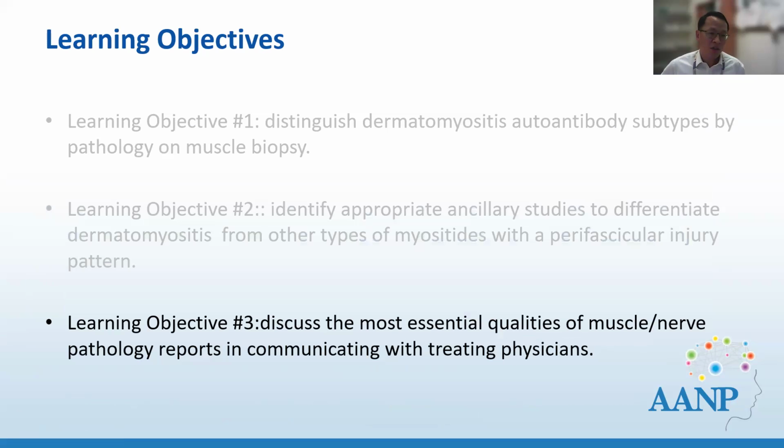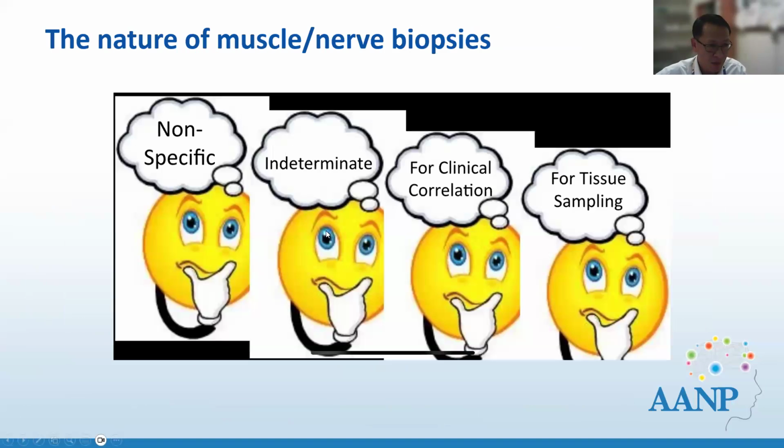Now I want to get to my third learning objective, which is what I'm most excited to talk to you about today. I want to discuss the most essential quality of muscle nerve pathology. Neuromuscular pathology, in my opinion, is completely different from general surgical pathology. For general surgical pathology, like a tumor resection or biopsy, all the answers are in the tissue itself. By histology, immunohistochemistry, and nowadays genetic molecular diagnosis, you can get to a definitive diagnosis in the vast majority of those cases. For muscle, it's quite different.